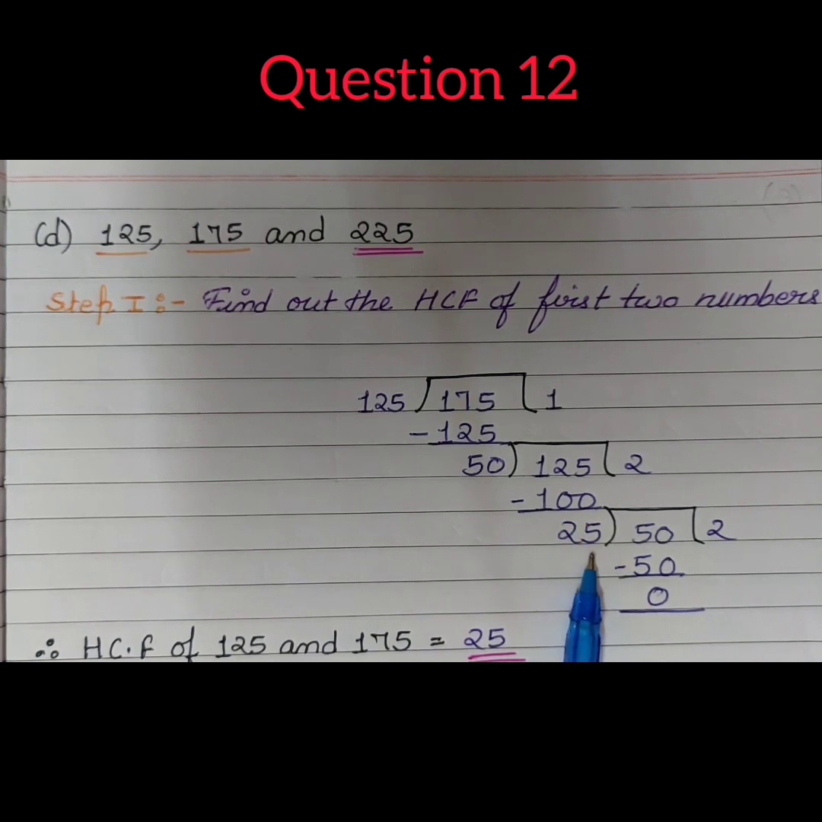Now this 25 becomes the divisor and this 50 becomes the dividend. So 25 twos are 50. 50 minus 50 is 0. Here we got 0 as the remainder. The divisor we get at the end is the HCF. Therefore, the HCF of 125 and 175 is 25.